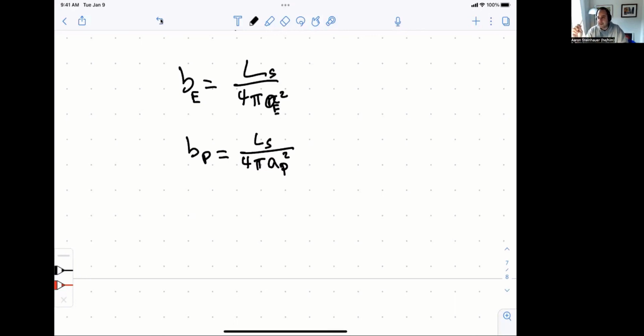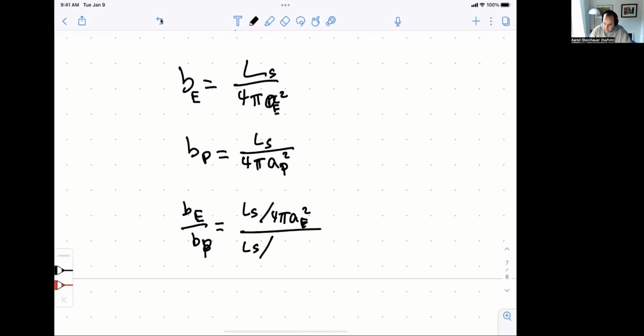What we want to know is the brightness at Pluto, but we can set this up as a ratio. And if we want a ratio, we can get rid of some of these things. For instance, we don't need to know the luminosity of the sun, because we're really just interested in the ratio of these two brightnesses, right? So let's take BE and divide it by BP. What is that going to be? Well, I know the brightness of the Earth is the luminosity of the sun divided by 4 pi times the semi-major axis of the Earth squared. And the brightness on Pluto is the luminosity of the sun divided by 4 pi times A Pluto squared.